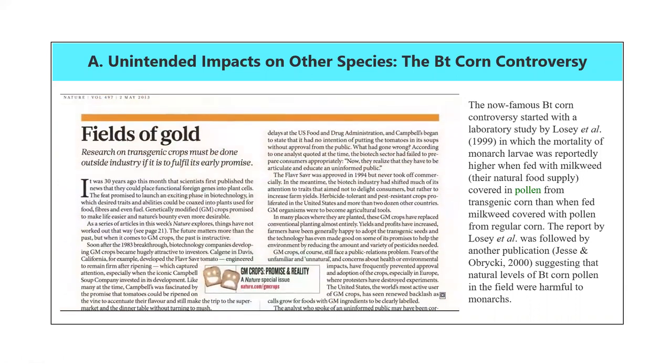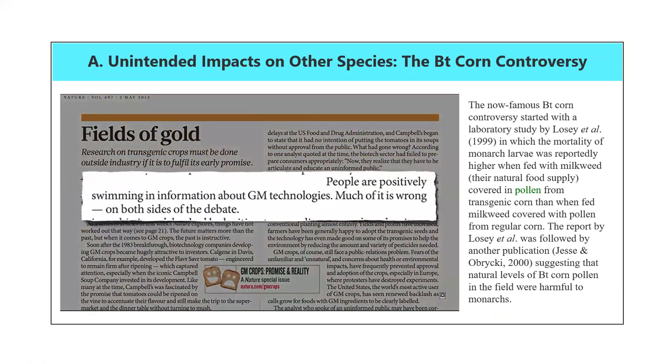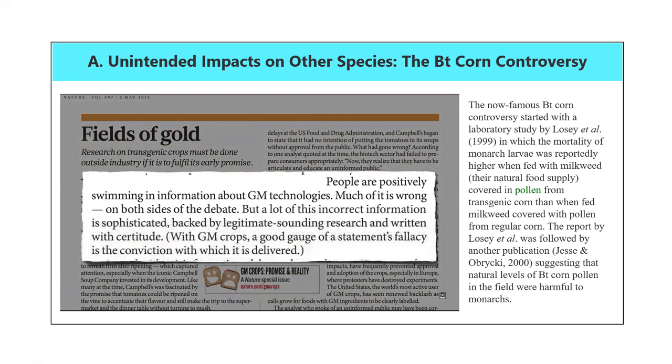Recently, the prominent science journal Nature editorialized that we are now swimming in information about genetically modified crops, but that much of that information is wrong on both sides of the debate. But a lot of this incorrect information is sophisticated, backed by legitimate-sounding research, and written with certitude, quipping that with GMOs, a good gauge of a statement's fallacy is the conviction with which it is delivered. To many in the scientific community, GMO concerns are dismissed as one big conspiracy theory.